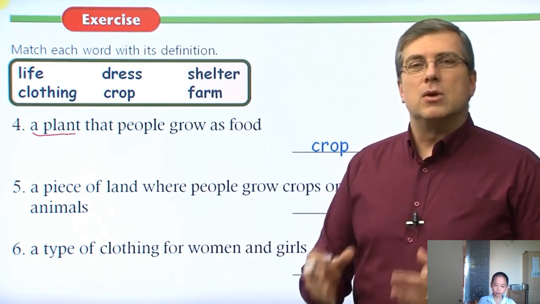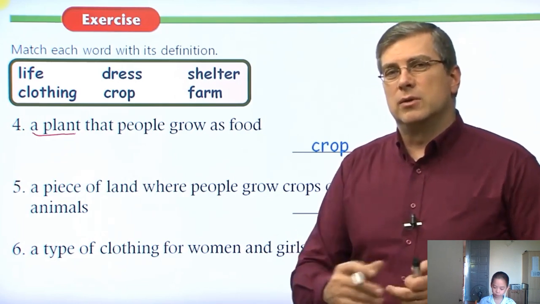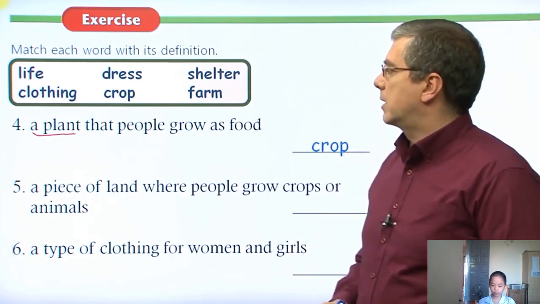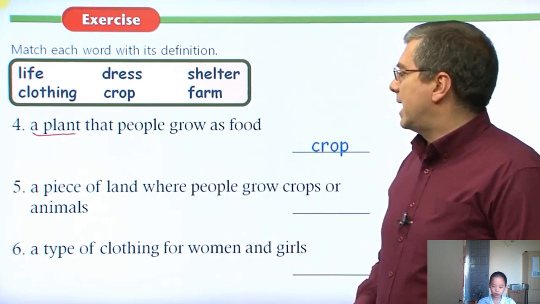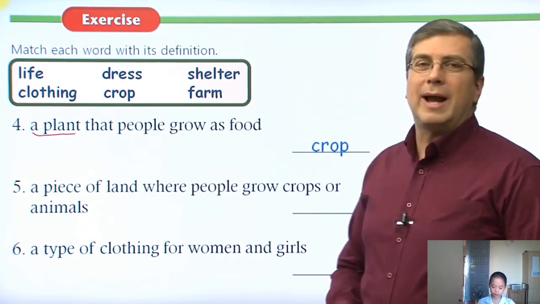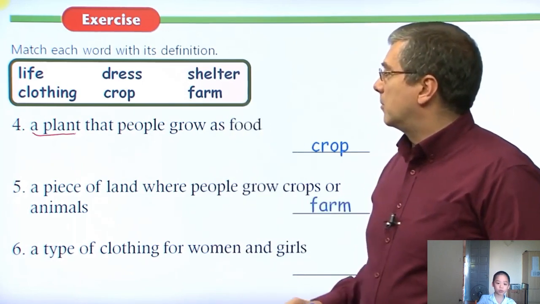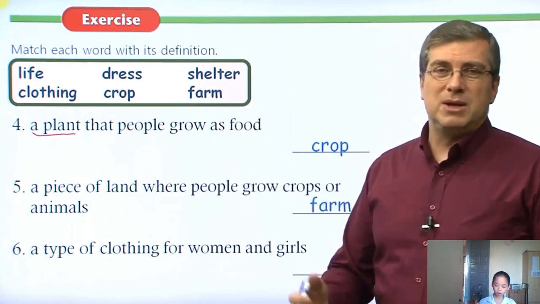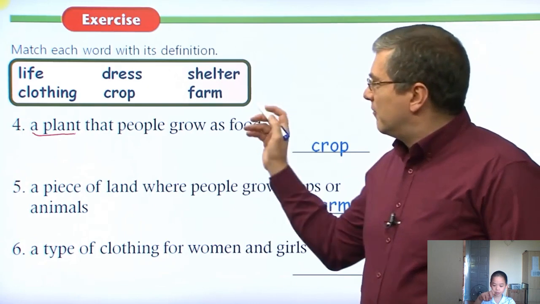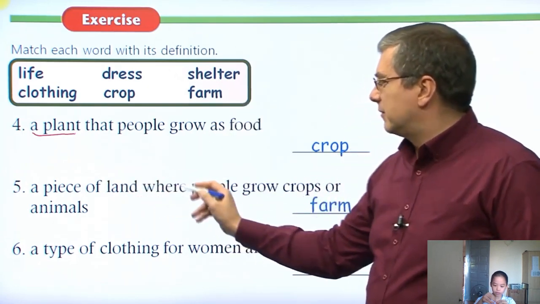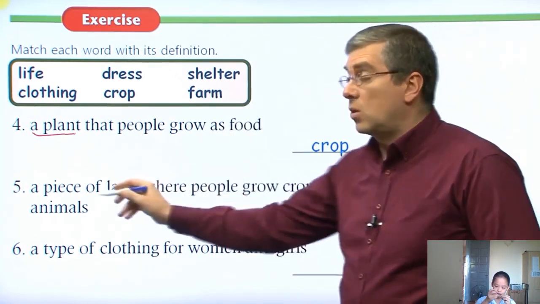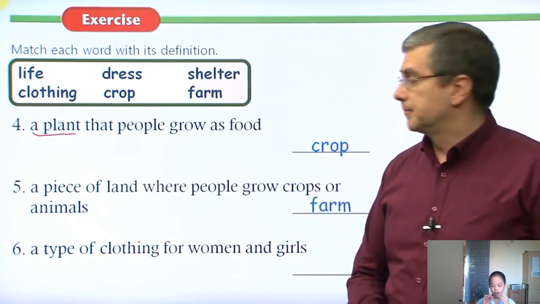So let's go to five. A piece of land where people grow crops. What is that? That is farm. A farm is where people grow crops and animals. So our correct answer must be farm.